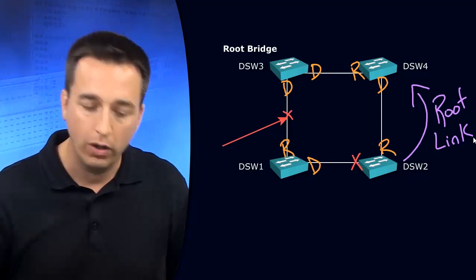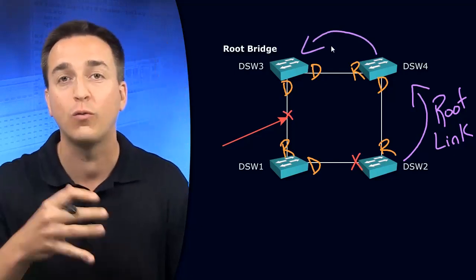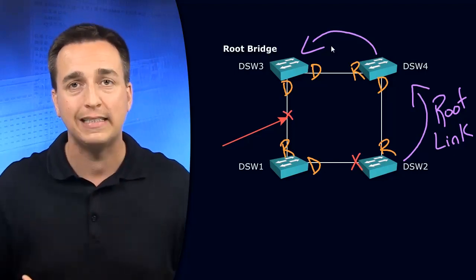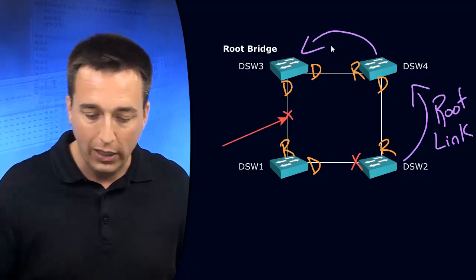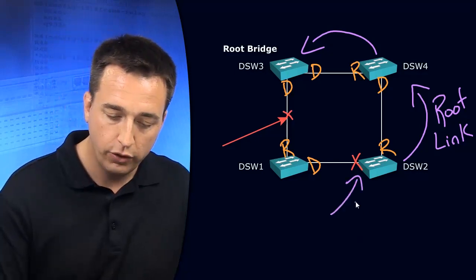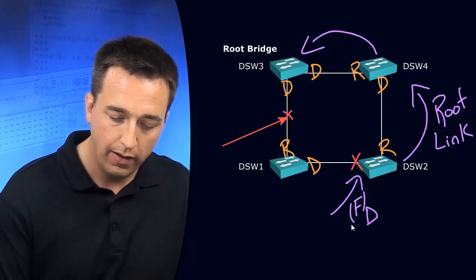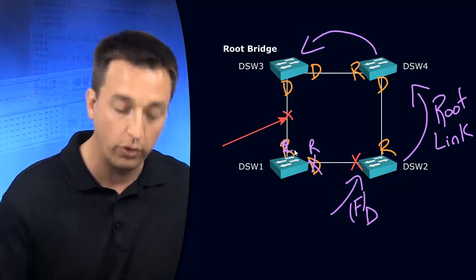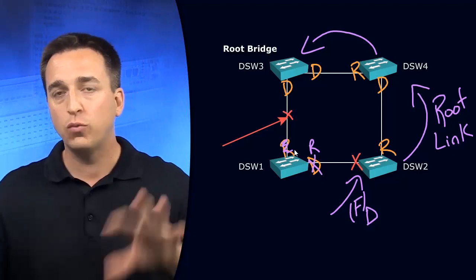What this root link query is about is trying to find out if that current root bridge that we know about still exists. And if it does, then we could transition this port here to the forwarding state, make it a designated port, and then have this end up becoming a root port, and this port no longer exists because the link is down. So that's what can happen.